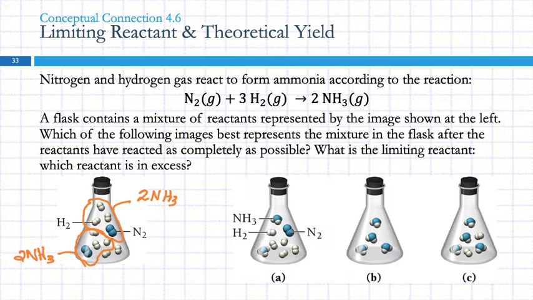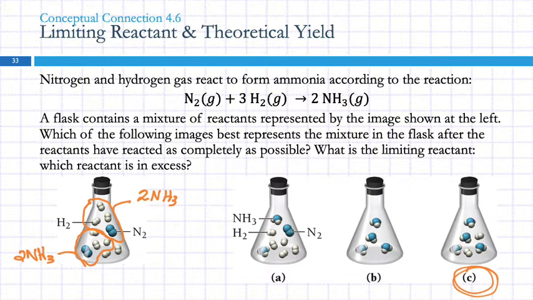And then what's going to get left over? These 2 hydrogen molecules, right? Because there wasn't enough nitrogen for them to react. So which of these flasks best represents what we have at the end? C. Because here we have 4 ammonia molecules and 2 hydrogens left over.